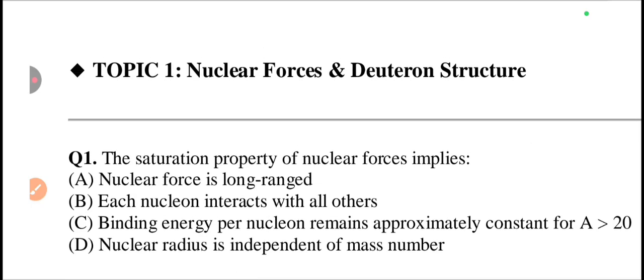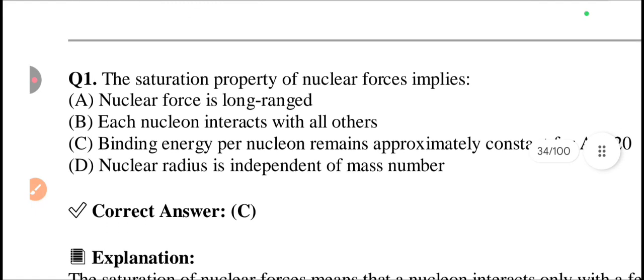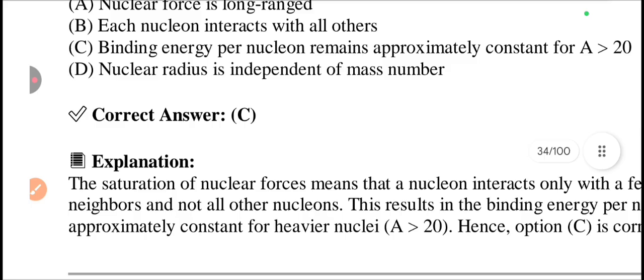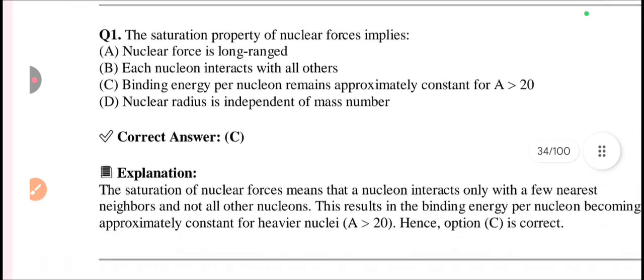The saturation property of nuclear force implies binding energy per nucleon remains approximately constant for A greater than 20. You have seen the curve remains almost stagnant after A is greater than 20. And the correct option is C. You can see the explanation over here.